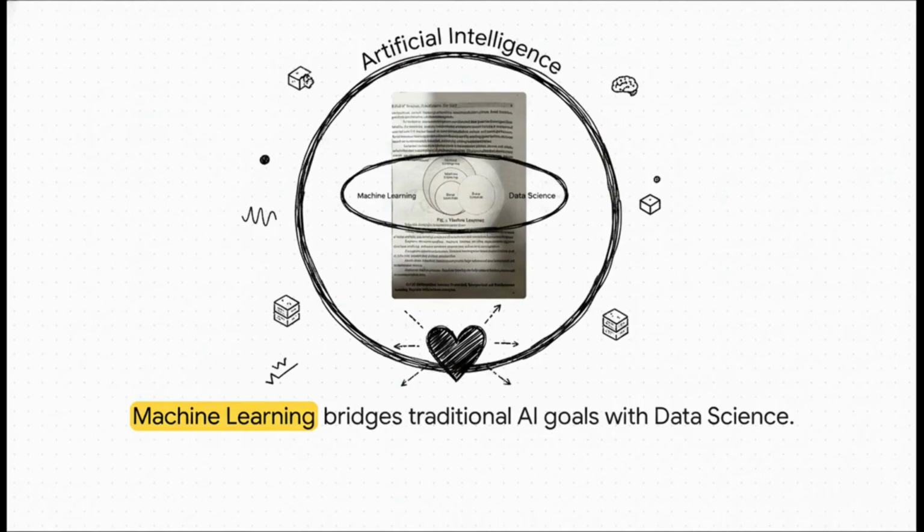Imagine a set of nested circles. Artificial intelligence is the broad, overarching field of making computers smart. Inside that is machine learning, the specific approach of using data to learn without explicit programming. Inside that is deep learning. Deep learning is just a highly specialized inner circle of ML that uses massive layered structures inspired by the human brain, called neural networks. And intersecting all of these is data science, which is the overarching practice of extracting knowledge from data.